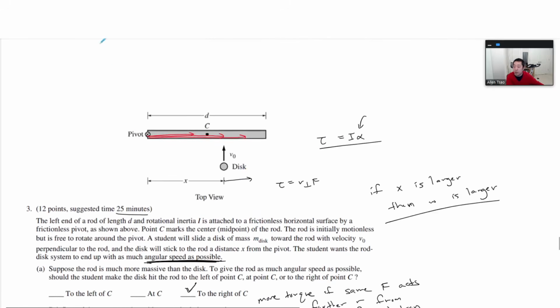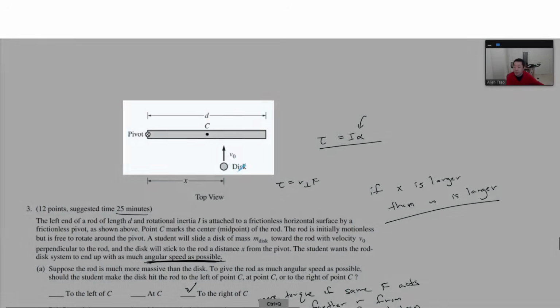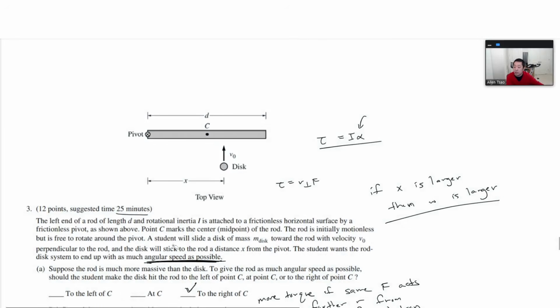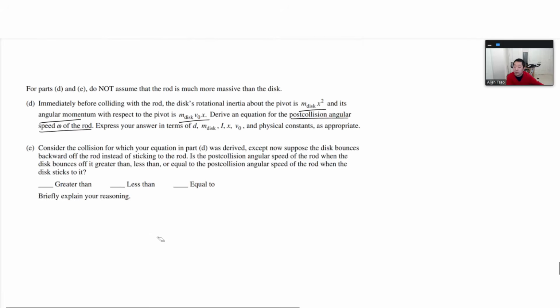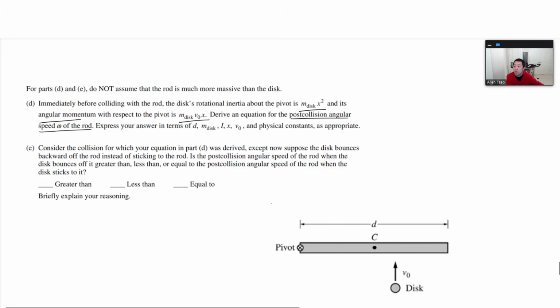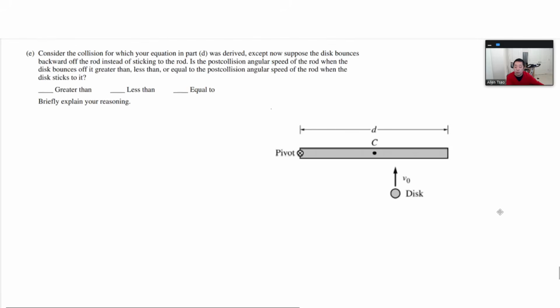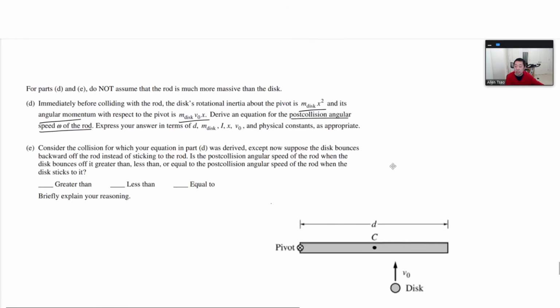I'm going to redraw this picture just so you can see what's happening. And they're sticking together, I think. Actually, they didn't say. So I think in this one, I don't remember where it said it, but I think it said it did stick.